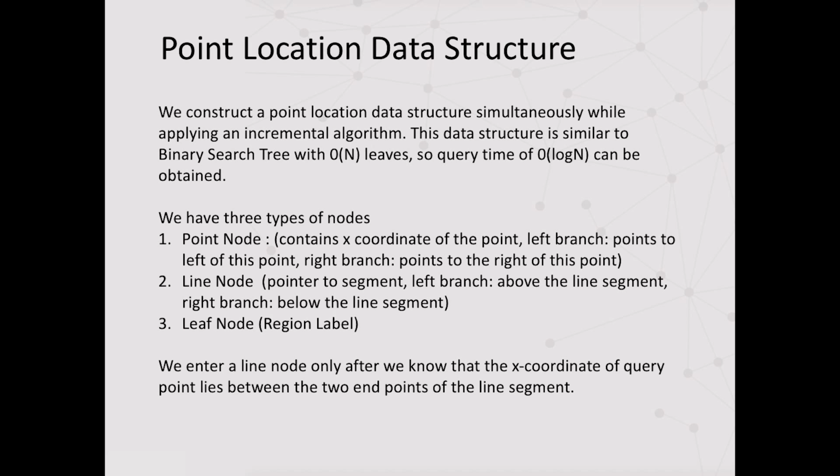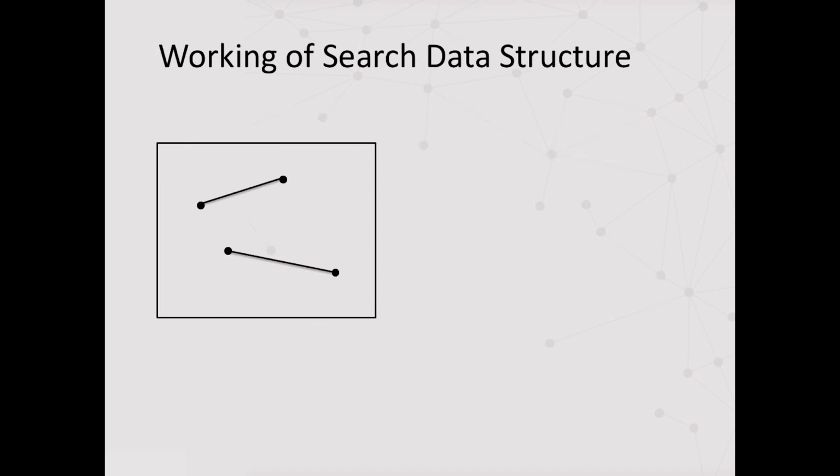And another interesting fact is, we enter the scope of a line segment only when we know that the x coordinate of the query point lies between the two endpoints of the line segment. Then we go to the scope of the line segment and check whether the query point is above or below the line segment. Now to make it clear, we have an example here, a very simple example with two line segments.